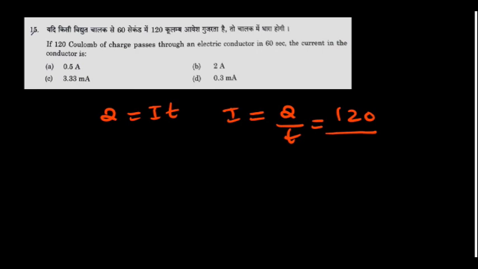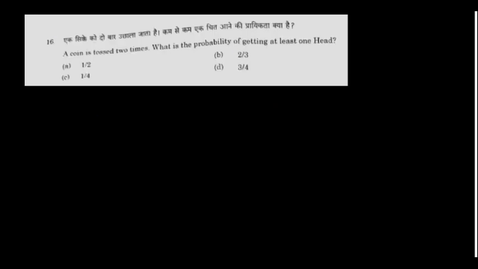If 120 coulomb of charge passes through an electric conductor in 60 seconds, the current in the conductor is? Q equals I T, so I equals Q upon T. The value of Q is 120, upon T. T is 60 seconds. So it is 2 amps. 2 amps of current will flow.